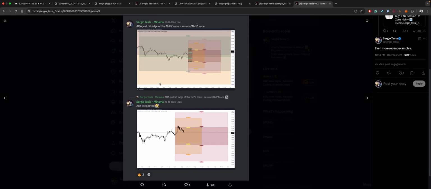I think I have one more. Yeah. Here I was looking at, so this is the confluence I was talking about. ADA just hit the edge of the 1 hour P2 zone plus the session and 4 hour P1 zone. So then you have the P2 zone on the 1 hour and session P1. And then you can see it also rejected from there, right?